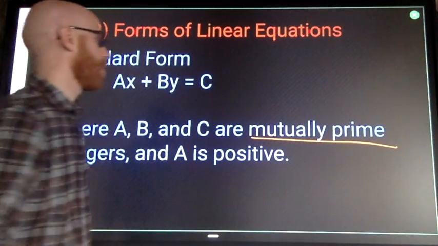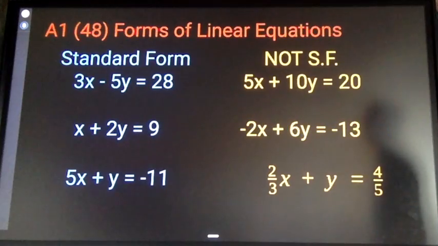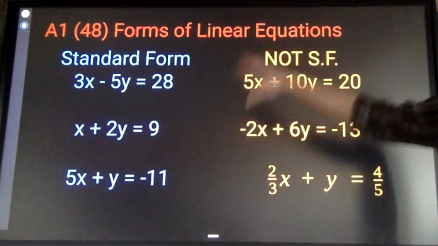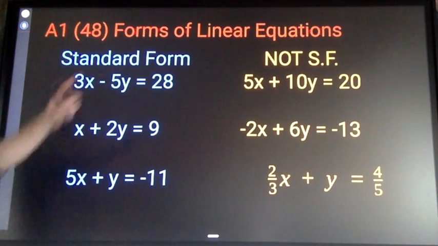Okay? So, I'm going to show you how that works. That's the definition of it. Show you how this works. First, just with the definition, these three things are in standard form. Those three things are not.